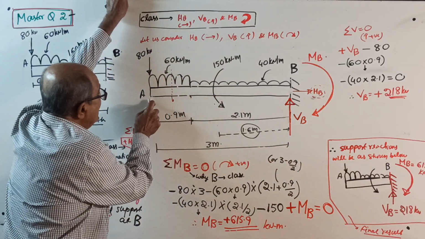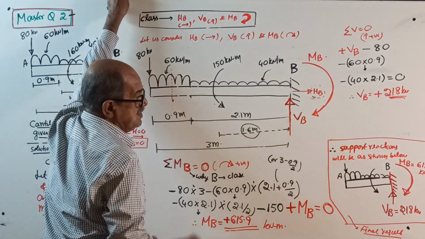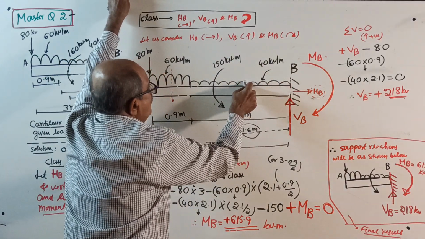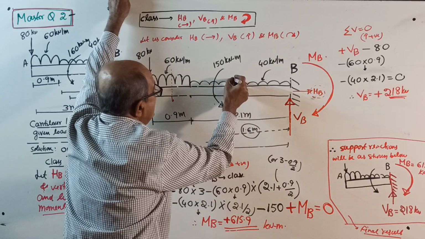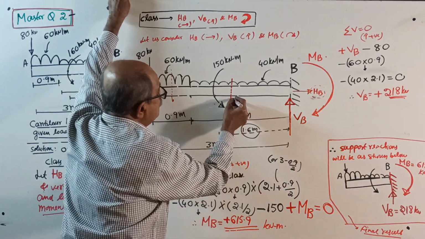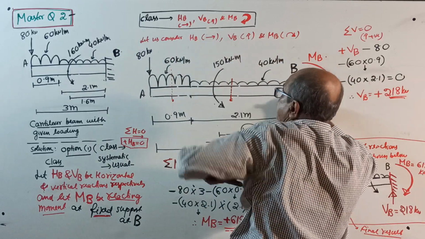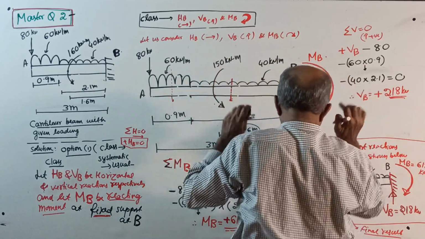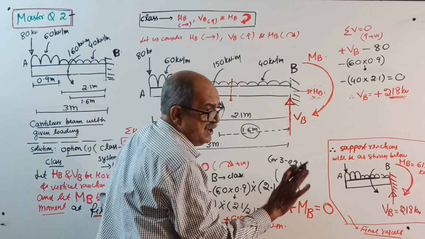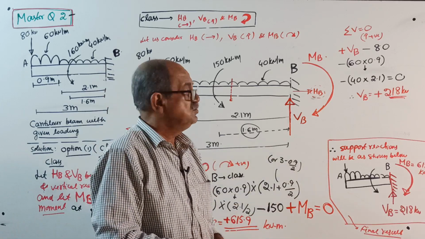3 minus half of 0.9, or 2.1 plus 0.9 by 2. Then minus the UDL, one more, 40 kilonewton per meter for 2.1 meter, it will act somewhere here. Total load 40 into 2.1, into 2.1 by 2. Then minus 150, that's all. It's a moment or couple, so no multiplication. This 1.6 is given just to confuse you, so don't make the mistake.